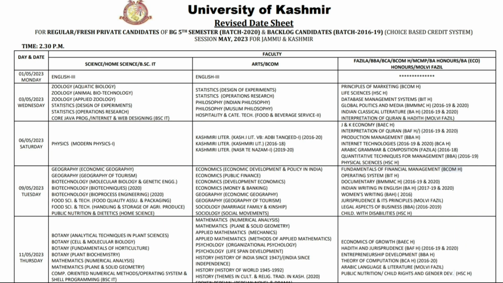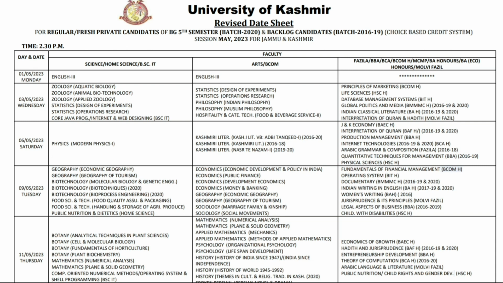In this video, I am going to share with you the revised date sheet issued by University of Kashmir for regular fresh private candidates of BG 5th semester batch 2020 and backlog candidates batch 2016 to 2019, choice based credit system, session May 2023 for Jammu and Kashmir.